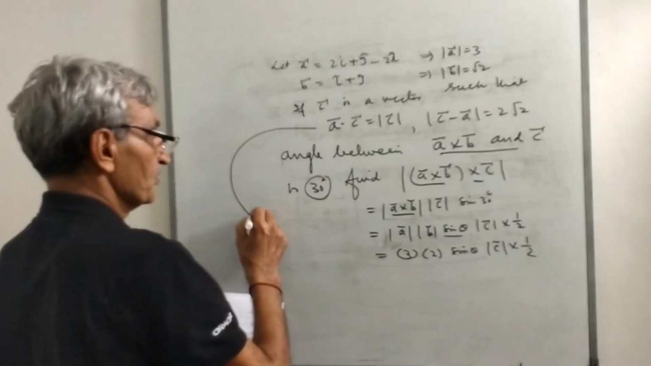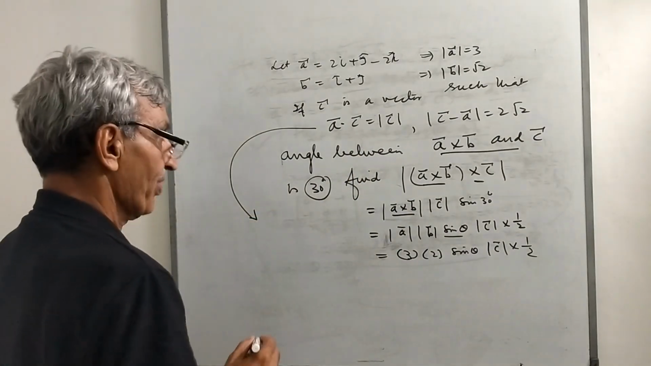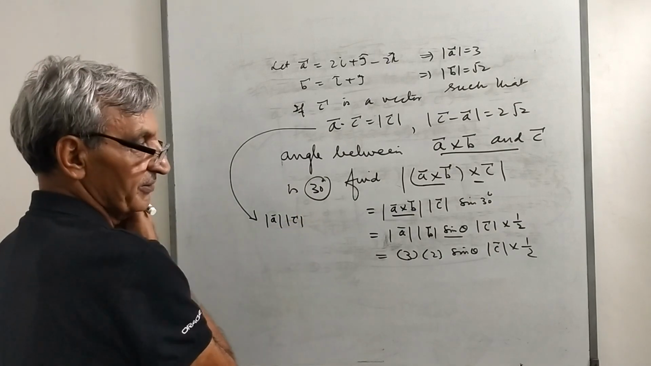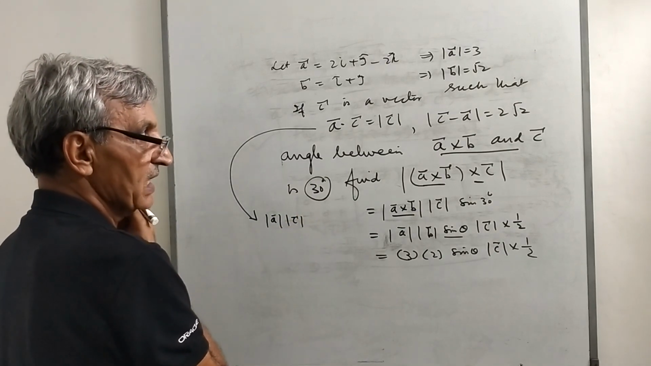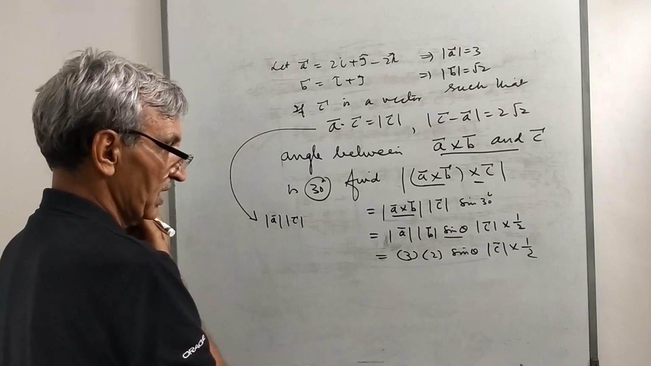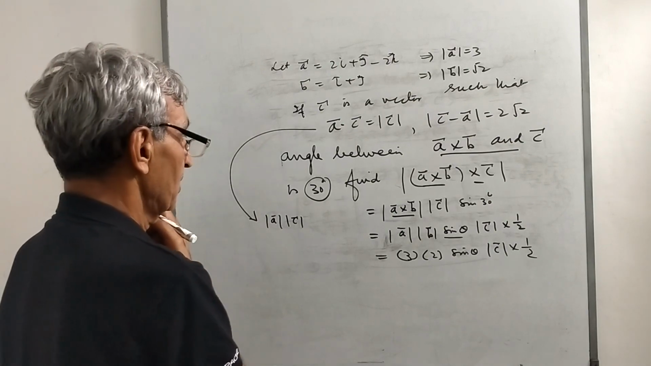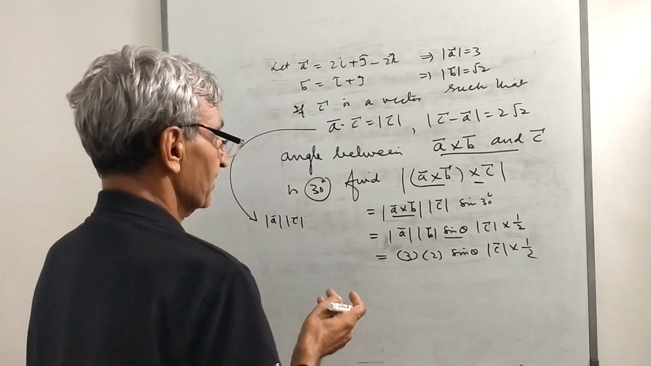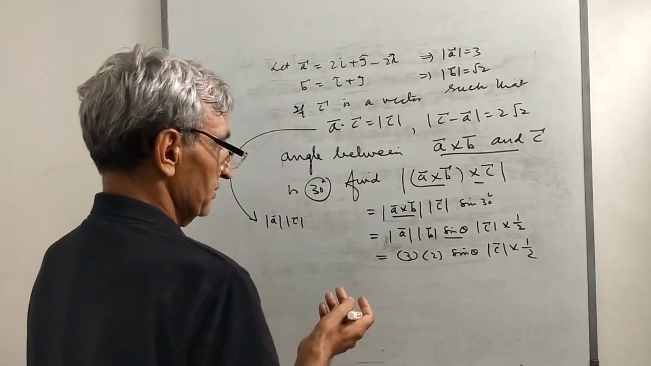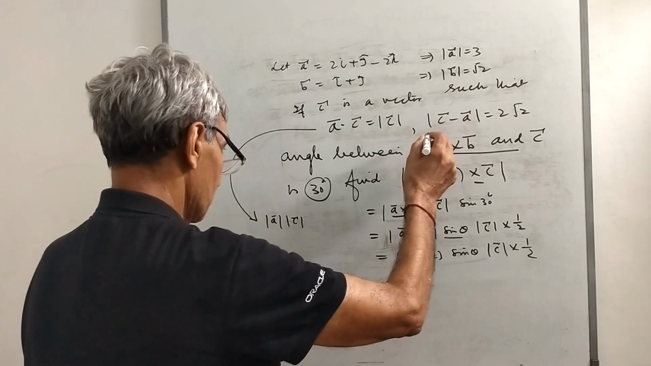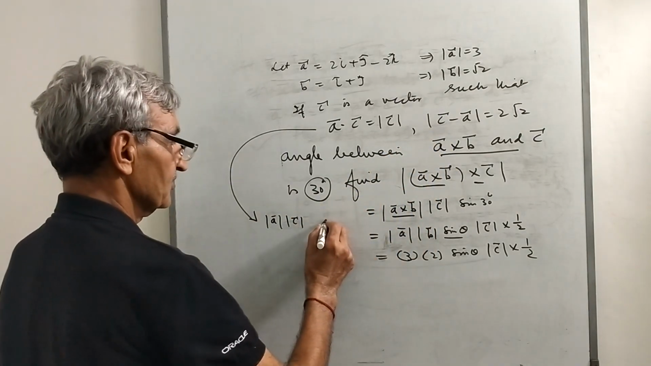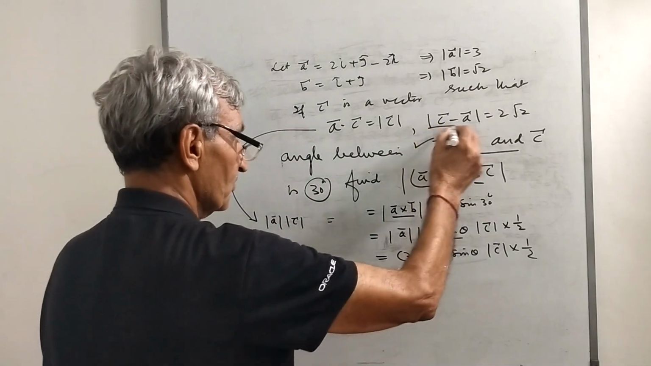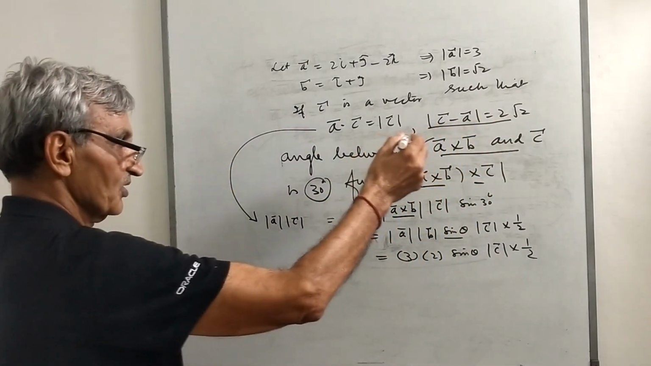Here I go. A dot C is equal to what? Magnitude of A, magnitude of C, and the cosine of the angle between A and C. I don't know the angle between A and C, so I'll find that out from here. I need to find the angle between A and B.